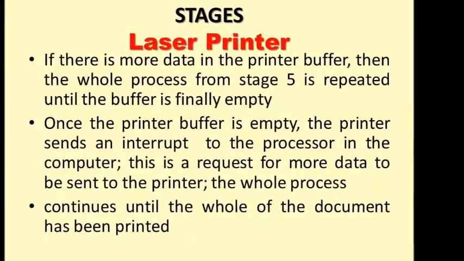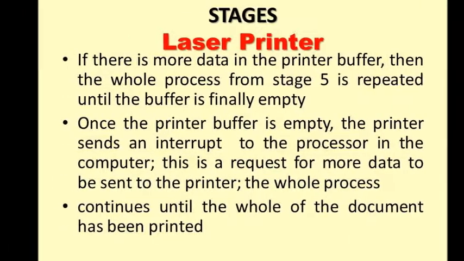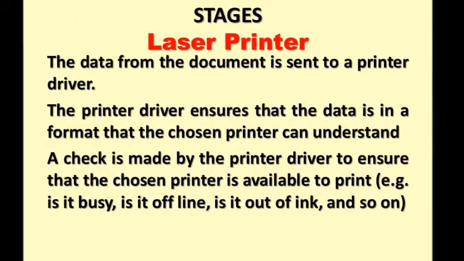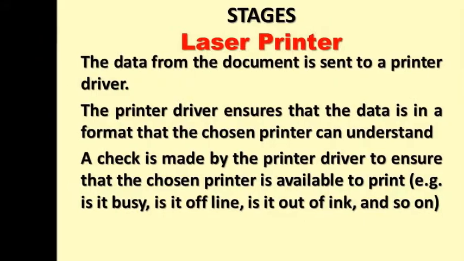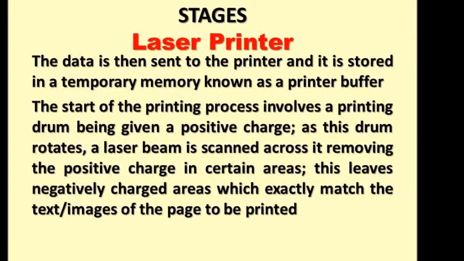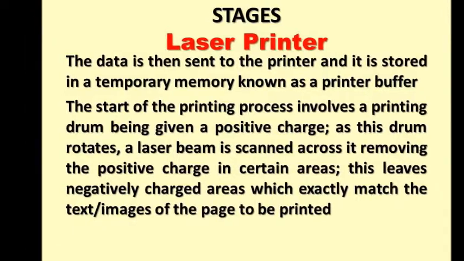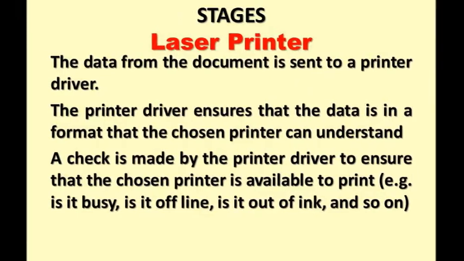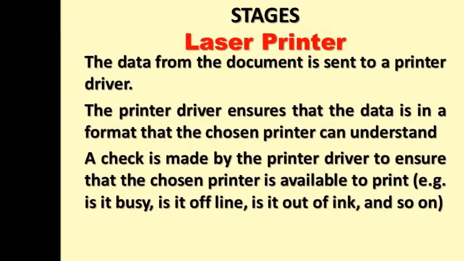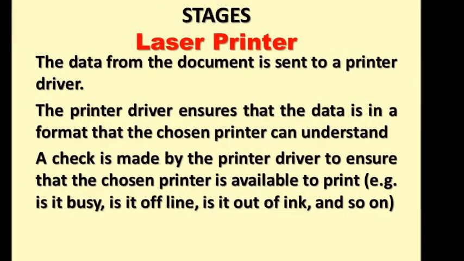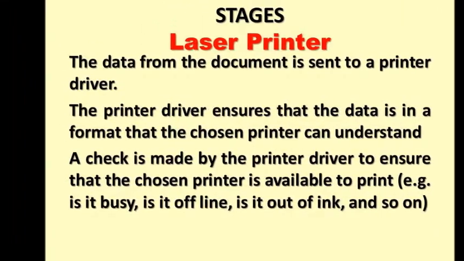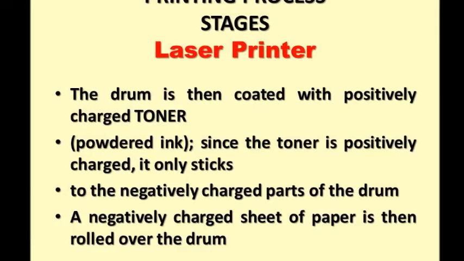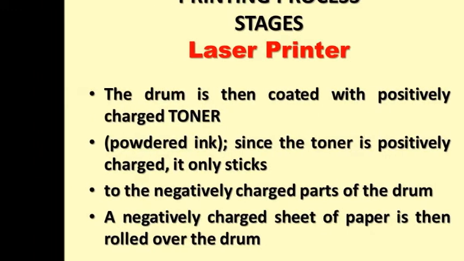The following table, that is 5.4, describes briefly the stages that occur when a document is printed using a laser printer. The first step is the same as in the case of an inkjet printer. Then the printer driver ensures that the data is in a format that the chosen printer can understand. Number 2 is also the same. The third one is also the same as that of the inkjet printer. A check is made by the printer driver to ensure that the chosen printer is available to print. Number 4, the data is then sent to the printer and is stored in a temporary memory known as the printer buffer. See, the first 4 steps are similar to those of the inkjet printer process.